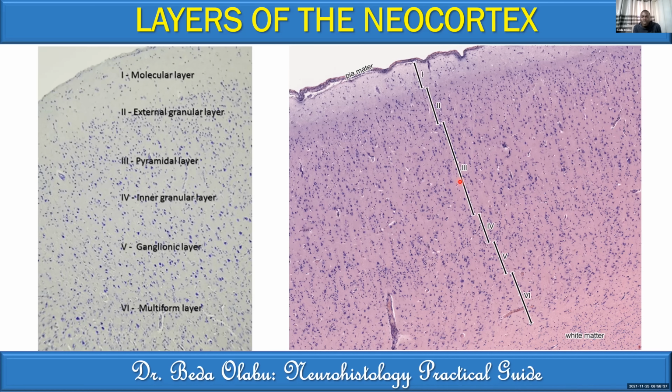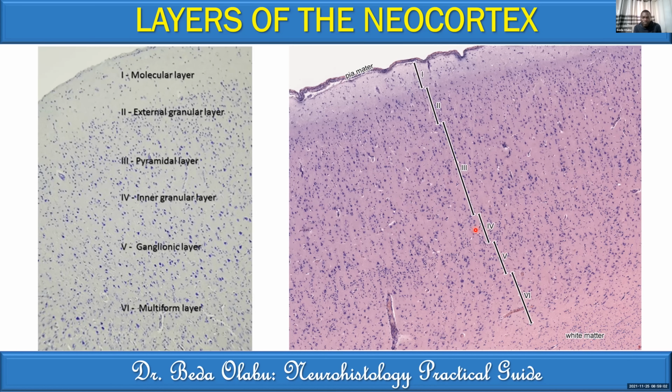For example, if you are to have a neuron arising from here and terminating somewhere there, then the cell body will be here, then the end of the axon will be somewhere there. So arise from layer 3 and terminate in layer 2. This one contains pyramidal neurons. That's why we call it pyramidal.